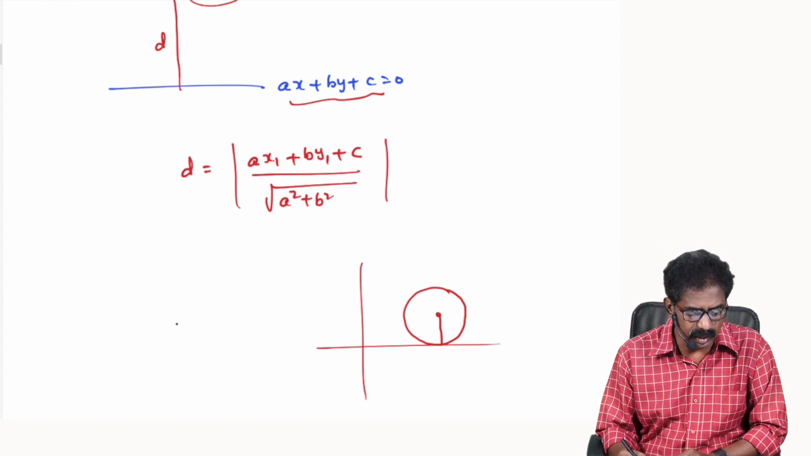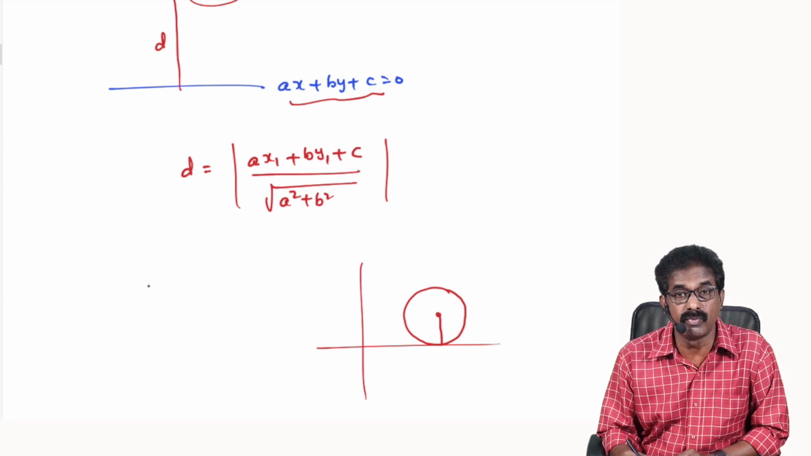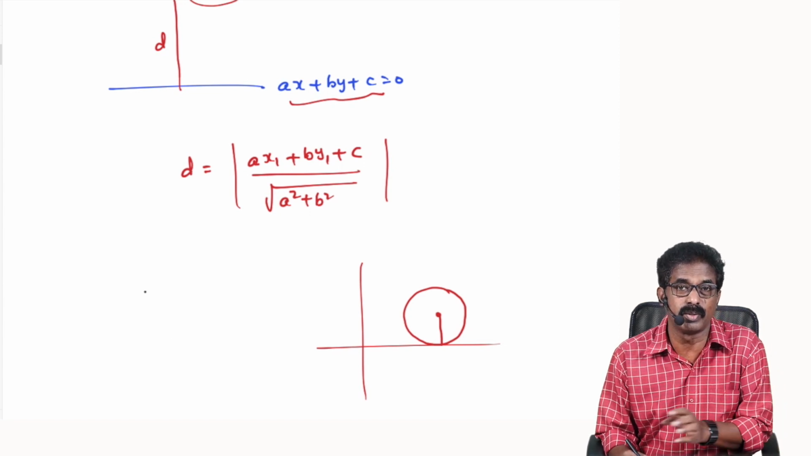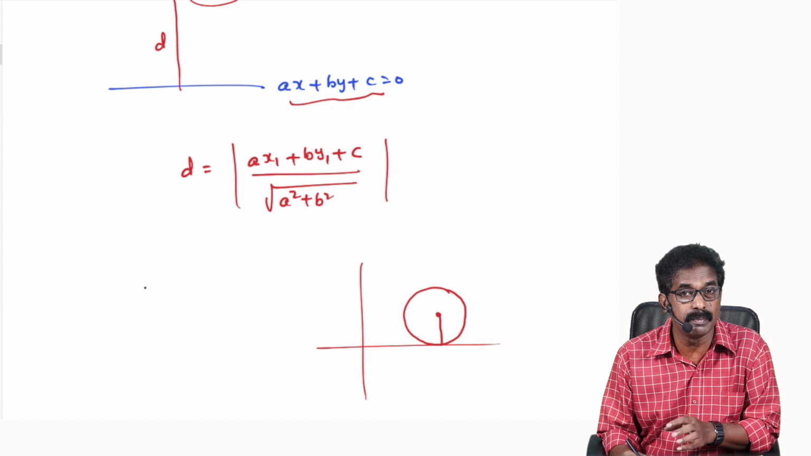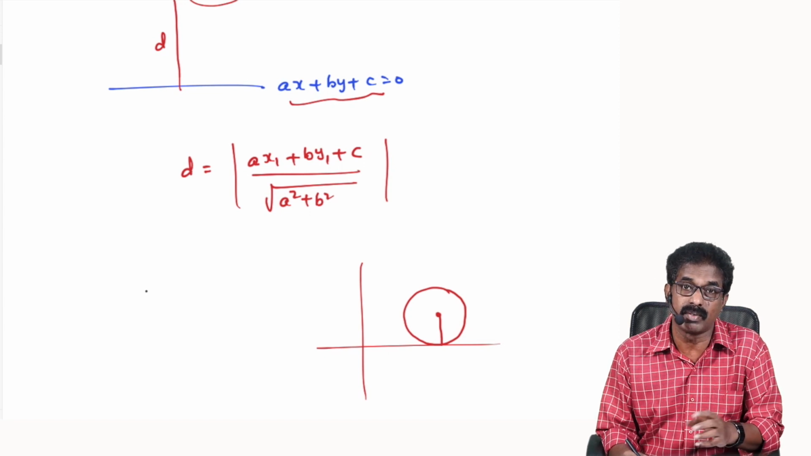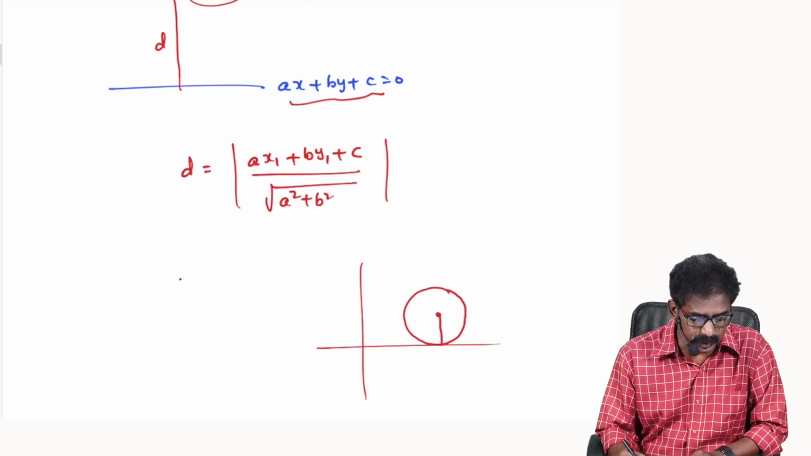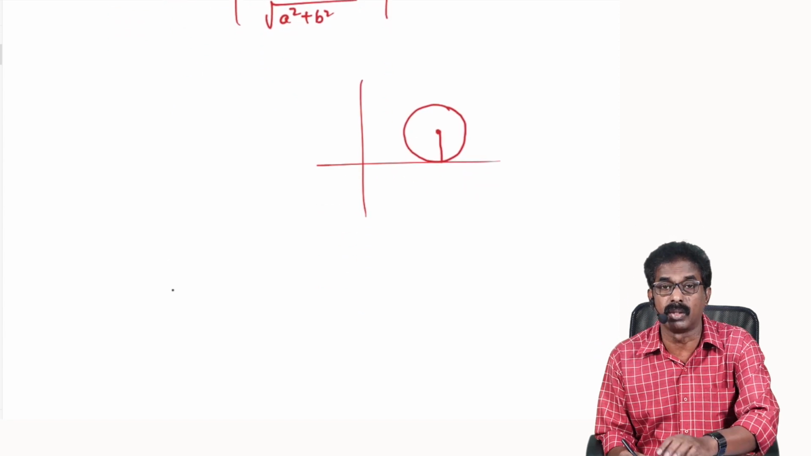Then the formula, distance between foci. What's the distance between the foci of an ellipse? 2AE, right? Even for hyperbola, it is what? 2AE.